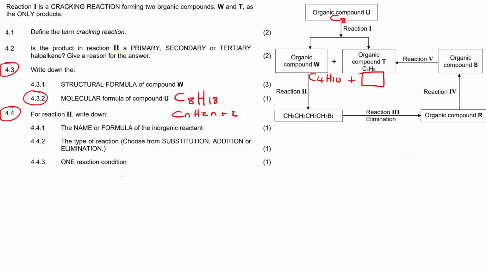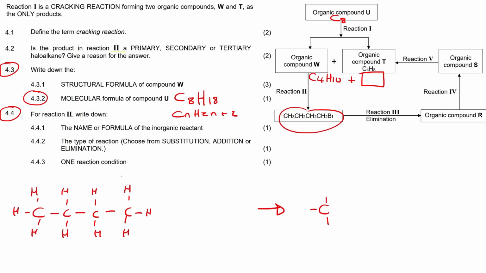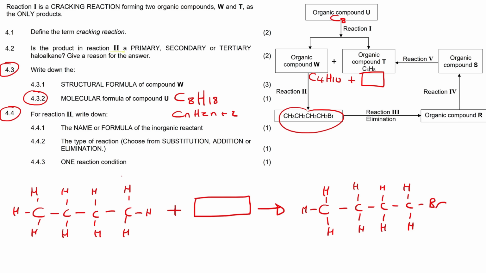So if we look at C4H10, and draw it out quickly, and then look at the product, it's a CH3, a CH2, another CH2, another CH2, and a Br. They want to know what you would have reacted it with in order to make that. So we definitely needed a Br.